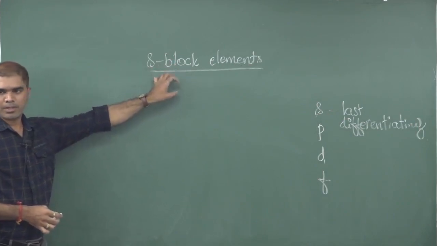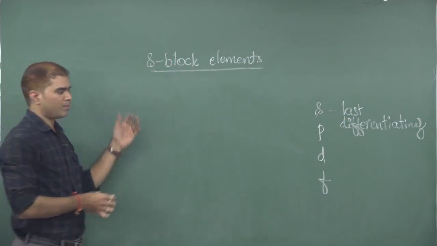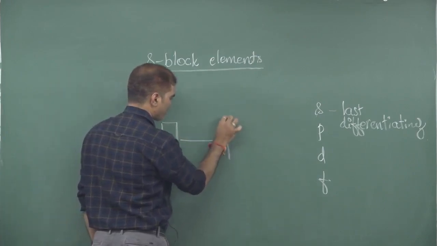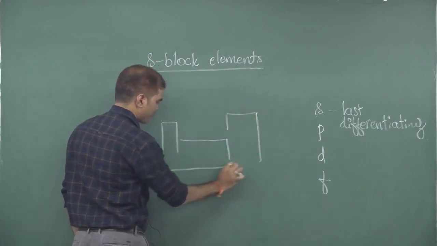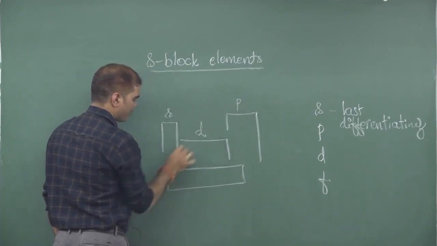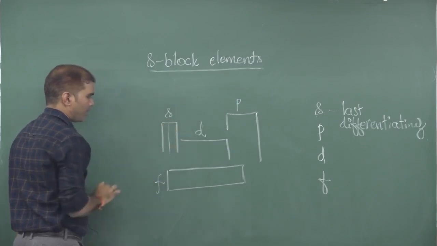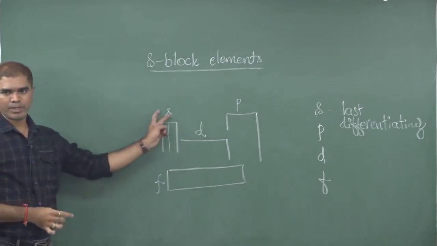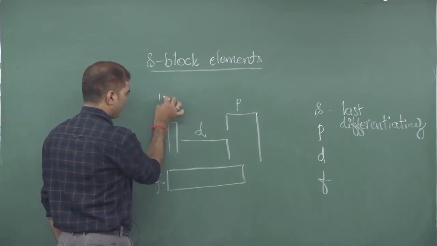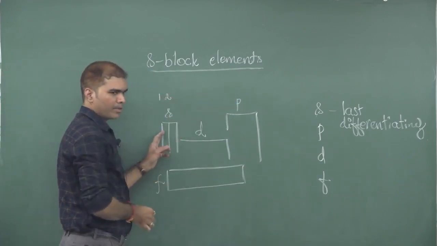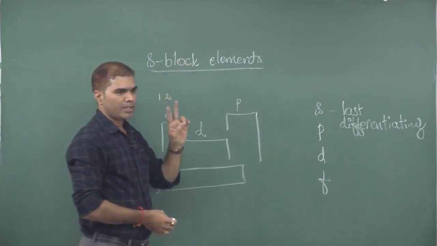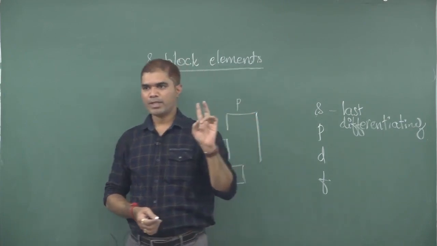Altogether how many groups are present? In the periodic table we have different blocks. We call them S block, P block, D block and F block. In the S block we have only two groups, and the group numbering starts from the S block itself, so the group numbers will be 1 and 2. Altogether, S block elements have two groups. We call them group 1 and group 2.